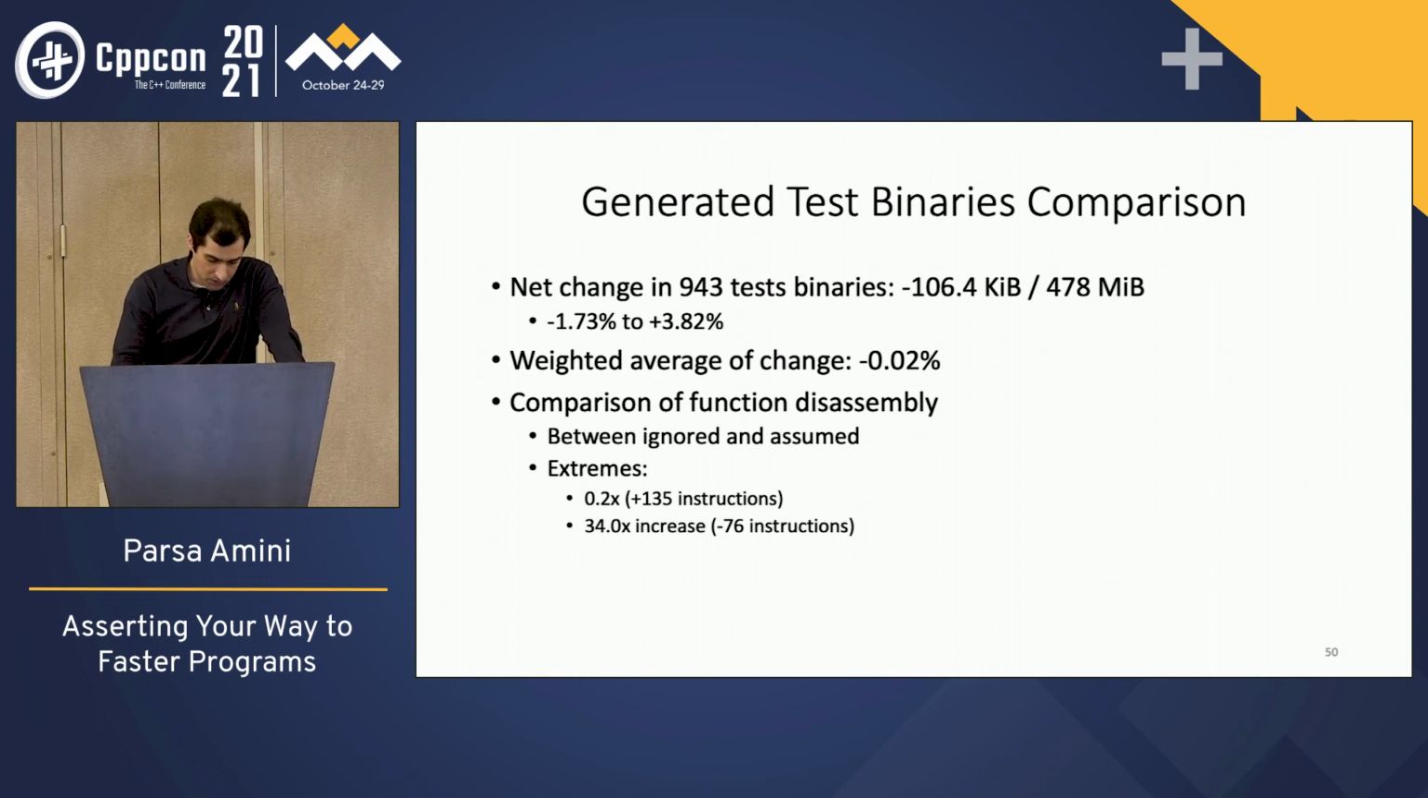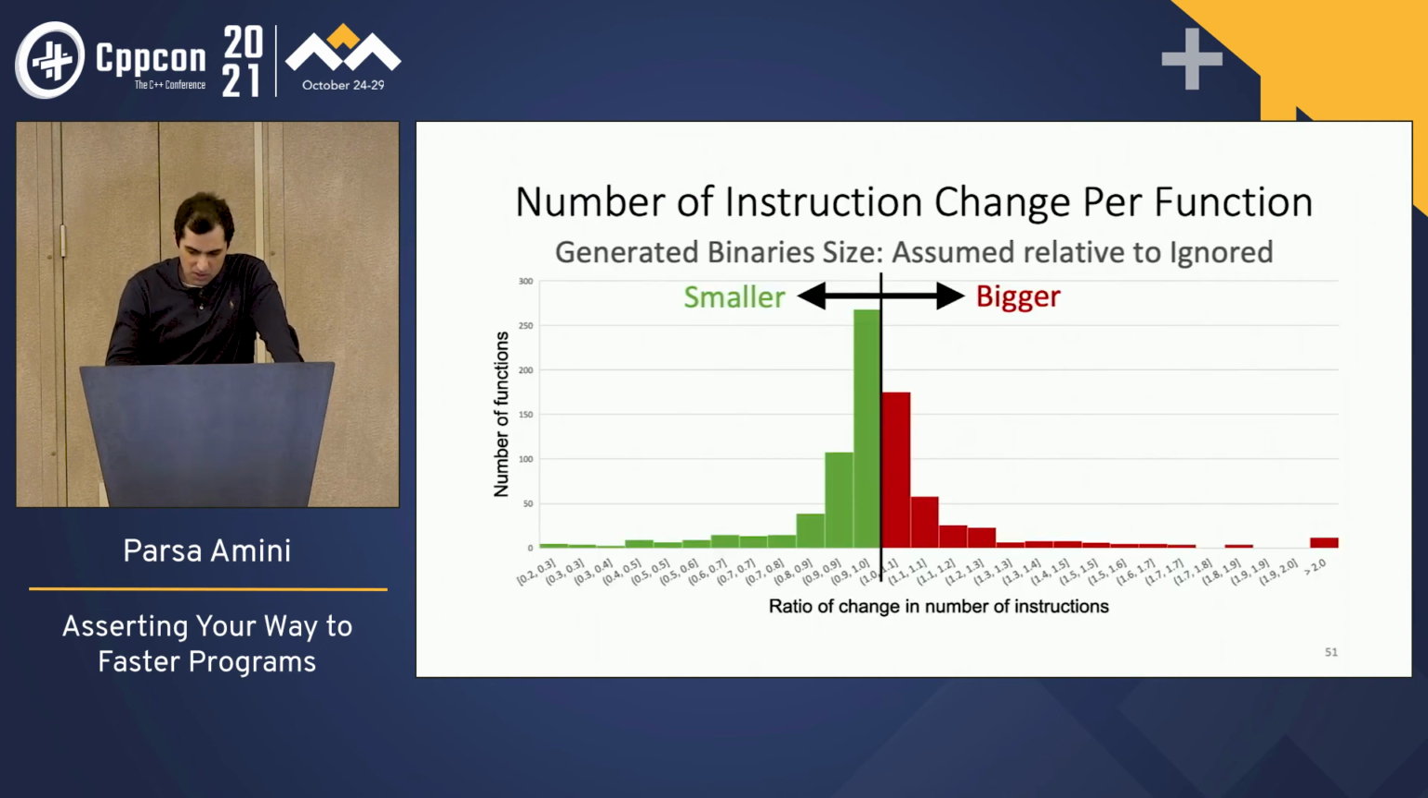What was surprising, though, was that we saw some sharp increases in some of the compiled function sizes. But the decreases were more frequent. Most changes are very small, but the distribution of changes is positively skewed. So the machine code for many more functions actually shows a shrink in size with assumed semantics compared to ignored.